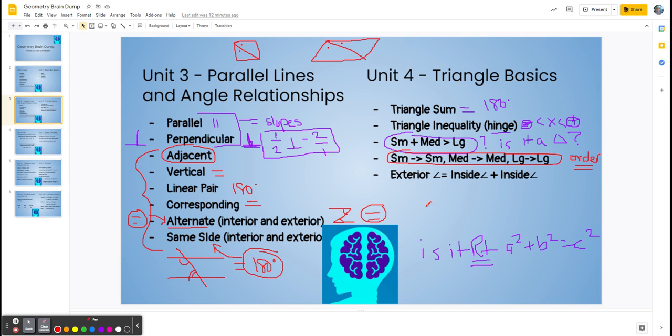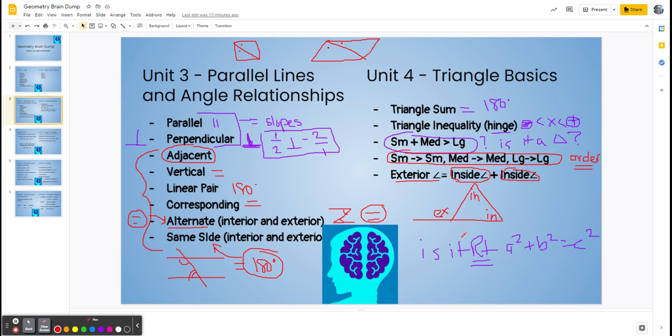The next one we haven't hit on a lot. If I have a triangle and I have an exterior angle, so this is my exterior angle, then I've got 2 interior angles that are not adjacent to it. So I've got 1 exterior angle in a triangle, and then I've got 2 interior angles that are not adjacent to it. Inside plus inside equals outside.